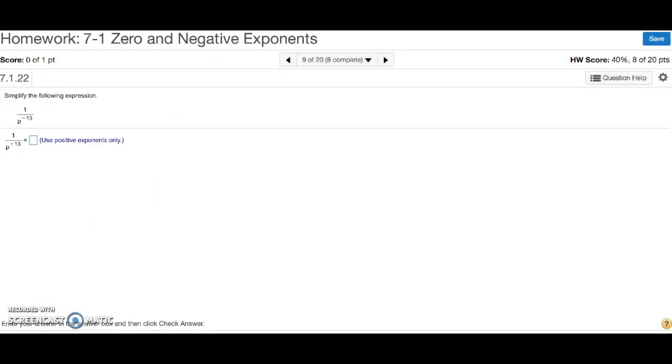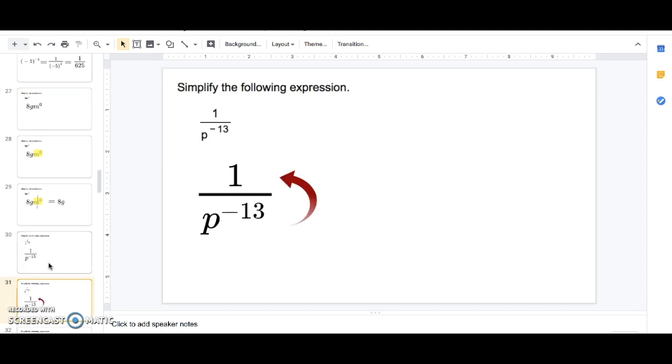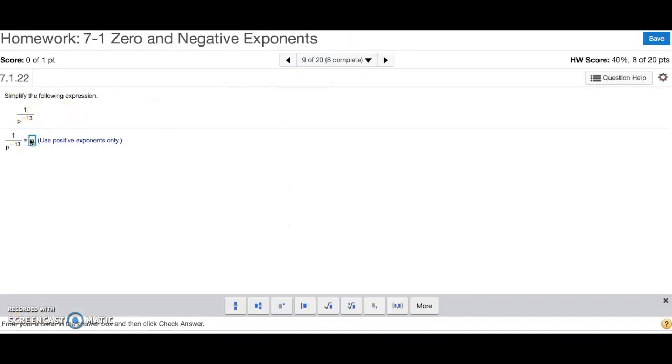Number 9, we have 1 over p to the negative 13 power. Remember, we cannot have a negative exponent, so what we need to do is move it up to make it positive. So we move it up to where the 1 is, make it positive, and we'll have p to the 13 as my answer.